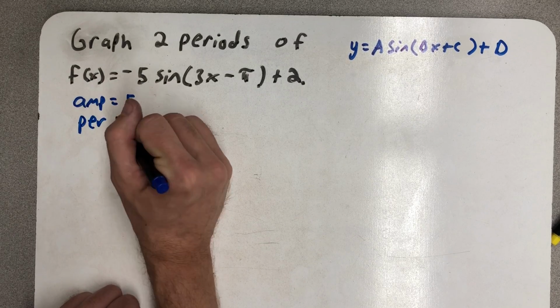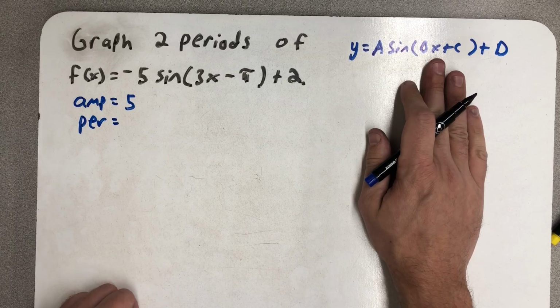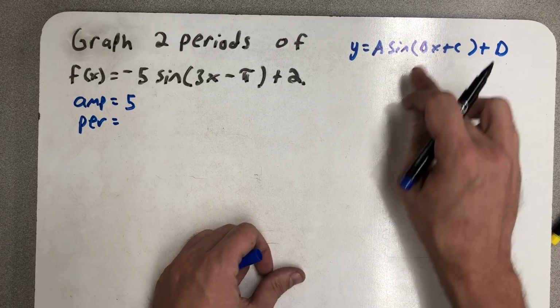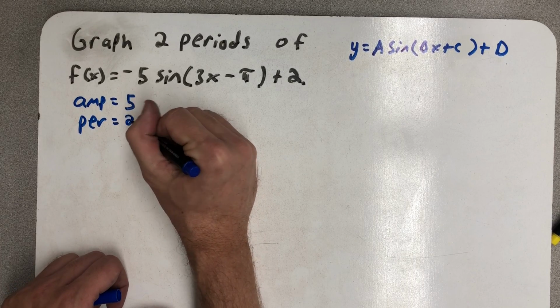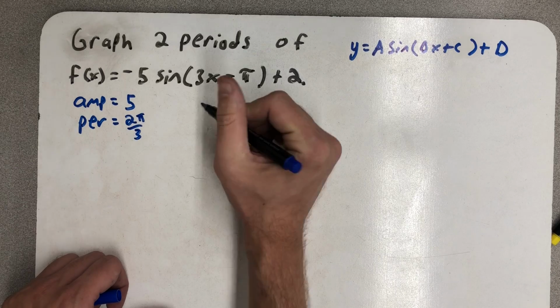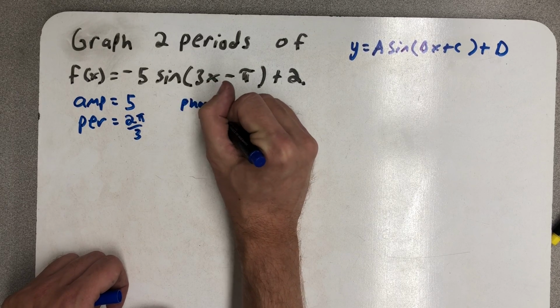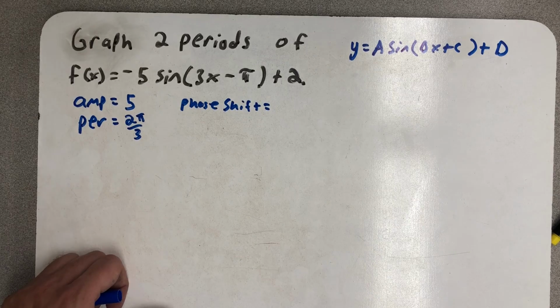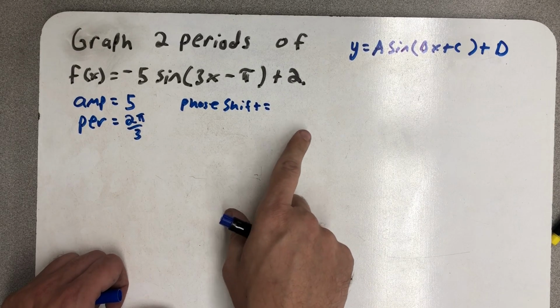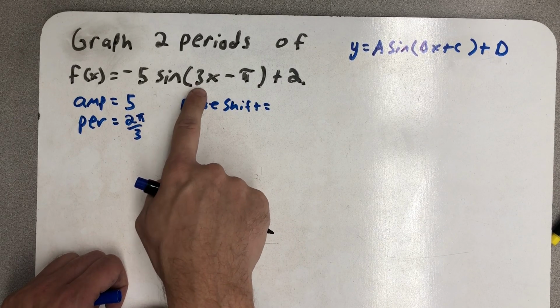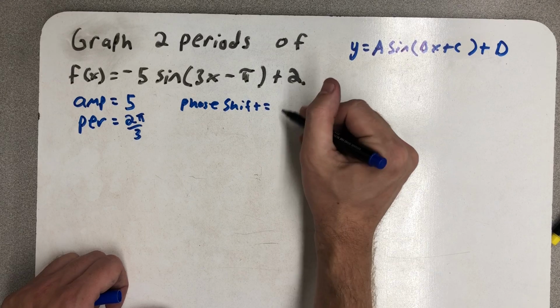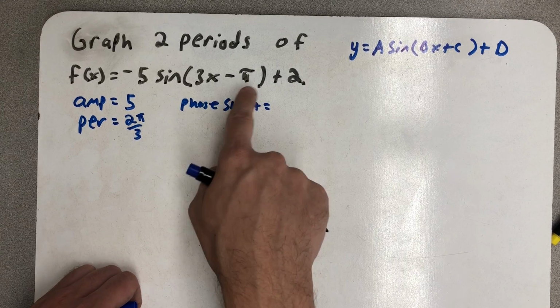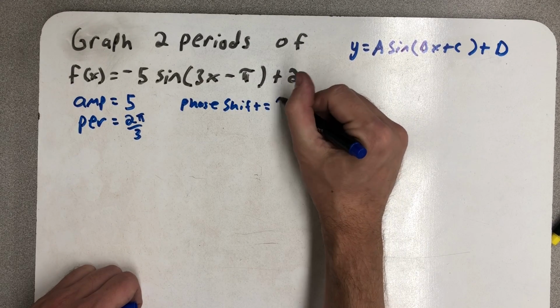We can always find the period by taking the original period of our trig function and dividing by b. So I have here 2 pi over 3. Our phase shift is numerically this value divided by that one. I know I'm moving to the right, so it's going to be a positive phase shift. So I see a pi over 3.